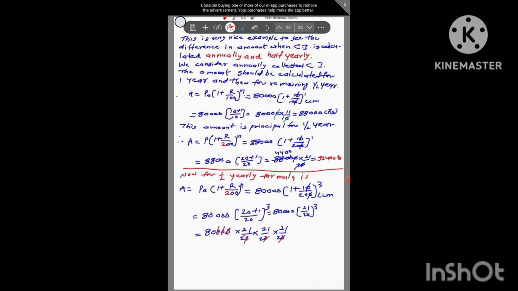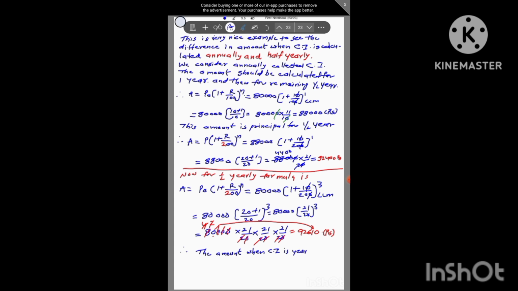We cancel all the zeros and the 2s. Then 21 into 21 into 21, and that 0 is still there. So we get 92610, and that 0 is again there, these are rupees. So the difference will be that you are paying more by compounding it half yearly. See, 92610 and 92400.